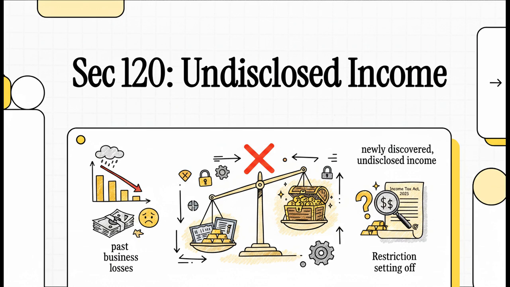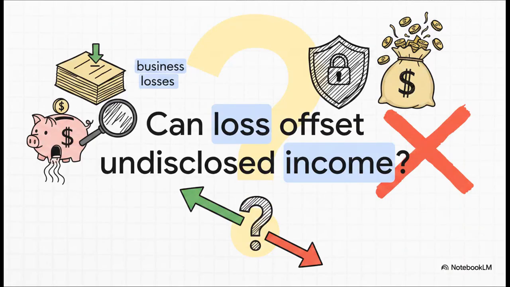In this session, we're going to look closely at exactly how the new law treats the collision between past business losses and newly discovered undisclosed income. Let's kick things off with a high-stakes scenario. Picture this. A tax search hits a business, and suddenly, the authorities uncover hidden, undisclosed income.